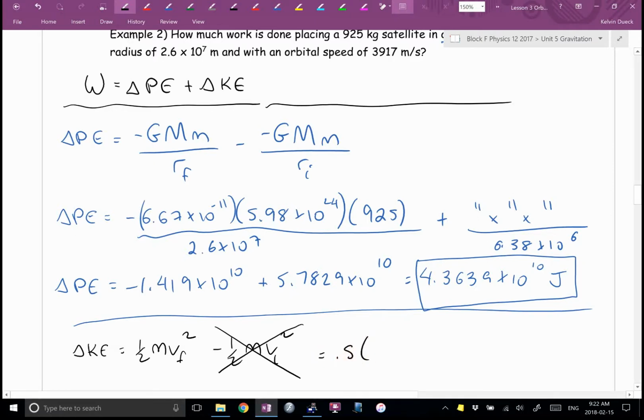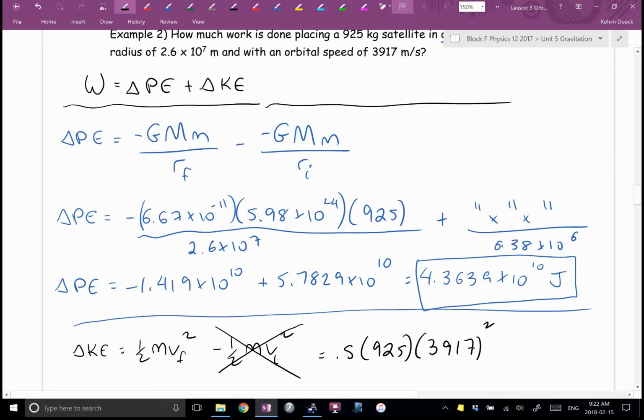0.5. What was m? 925? And what's v? The final would be v orbit, 3,917 squared. What if I hadn't given you that speed? Gravity is what's pulling you in a circle. And you can calculate the orbital speed because you know the radius. And then you can find the kinetic energy. And that's what I'm going to ask you to do on the test.